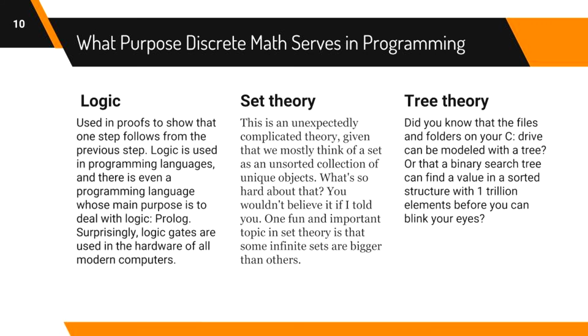The last purpose we're going to talk about is tree theory. Did you know that the files and folders on your C drive can be modeled with a tree? Or that a binary search tree can find a value in a sorted structure with 1 trillion elements before you can blink your eyes? This is just to say that all the things stored in your PC can be brought down to a tree diagram. So you think about it, you start with your hard drive, you go down to your users, then you go down to your PC, whatever you name it. And now you branch out to all your files, and all these files are different branches of the tree, and that's just the way you can look at it in a diagram.